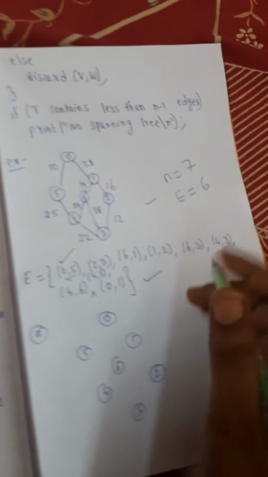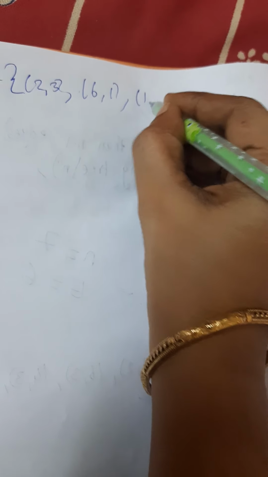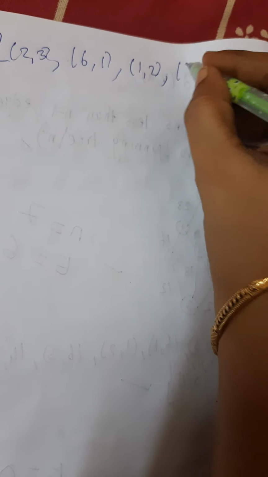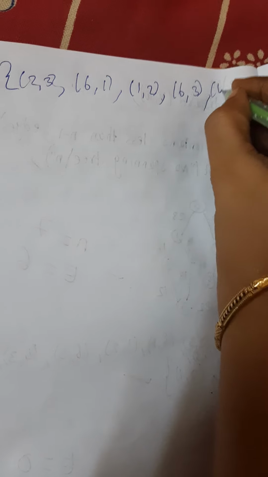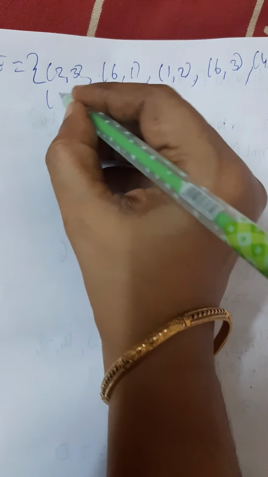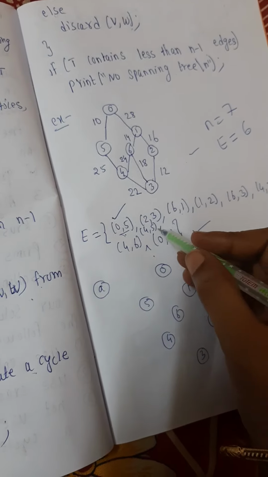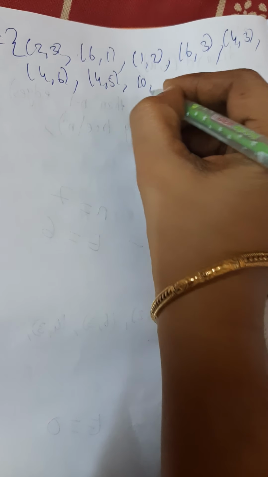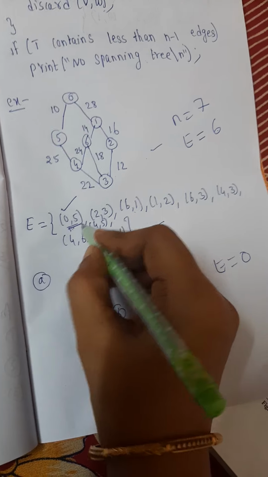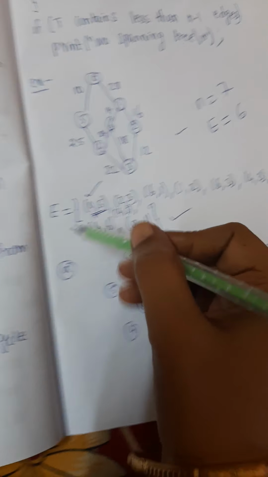6 1, 1 2, 6 3, 4 3, 4 6, 4 5, 0 1. So after choosing the edge with the minimum cost, I have deleted it from this set.